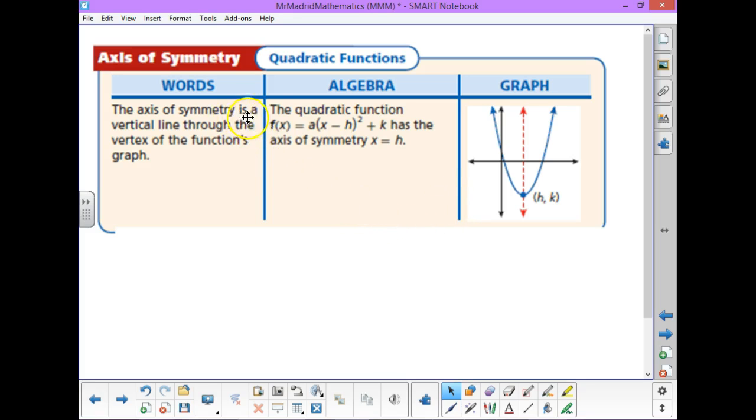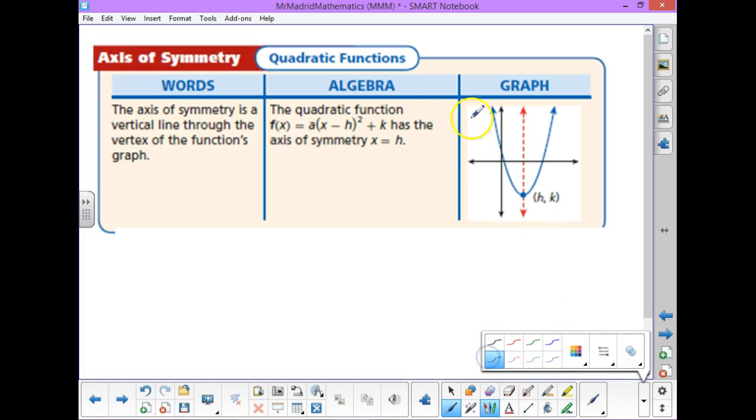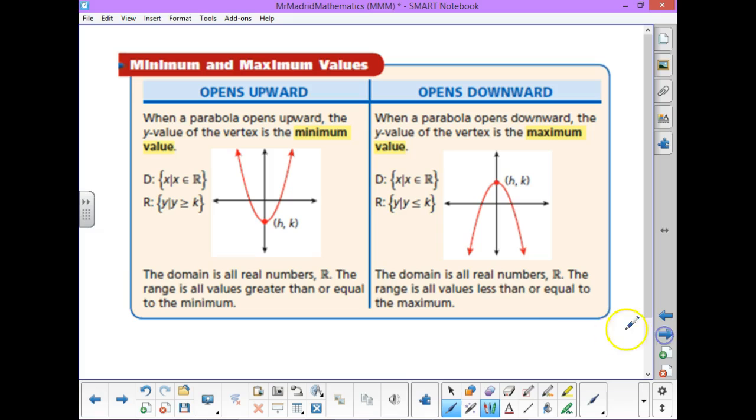Now, this one talks about the axis of symmetry of a quadratic function. Here's the axis of symmetry, right? It cuts it right down the middle, and whenever it's written in this form, the axis of symmetry is simply x equals h. This isn't the best notation, but this is what the book does. This x is not this x. This is basically telling you that the axis of symmetry is x equals whatever number is in this spot right there. So keep that in mind. For now, as long as you have these notes in your notebook, you'll be good.